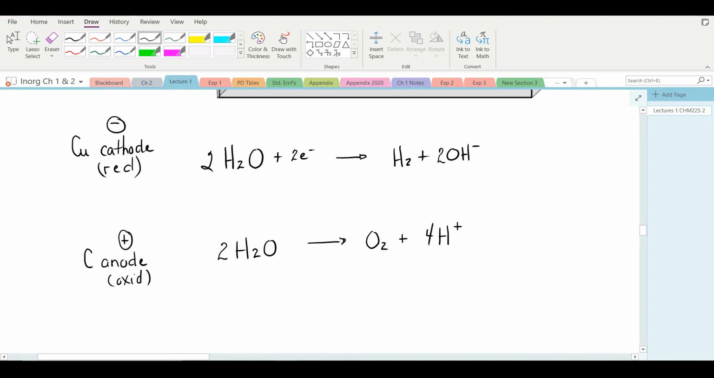How do we balance this for charge? The only way to balance an equation for charge is by adding negative charges. We have to add electrons, not positive charges. We need to have 4 negative charges here. And now this is balanced.